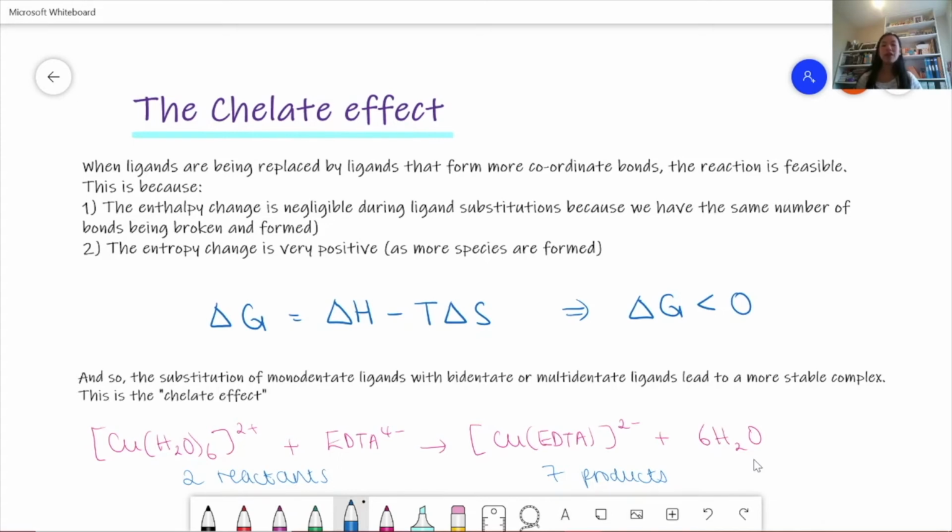And so when we look at this Gibbs free energy change, with this equation delta G = delta H minus T delta S, because this delta S is so positive, that means that this delta G will be very, very negative. And so the substitution of monodentate ligands with bidentate or multidentate ligands leads to a more stable complex. And so this is called the chelate effect.